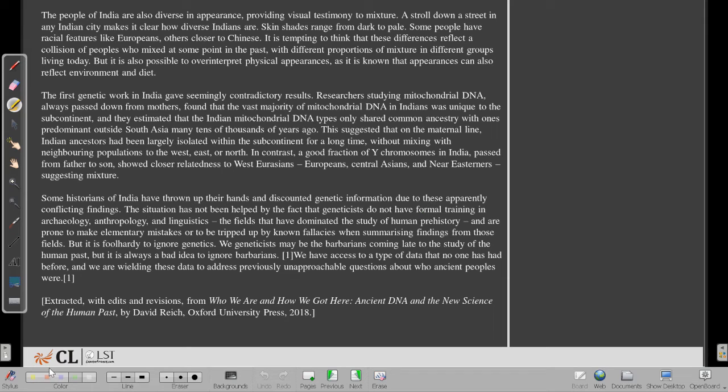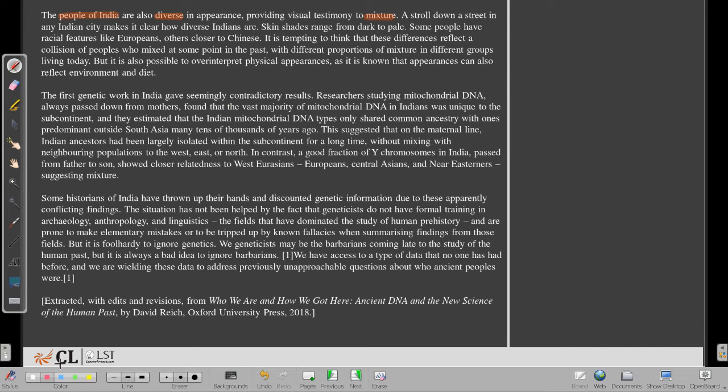So let's start by reading the first paragraph. It starts by saying, the people of India are also diverse in appearance, providing visual testimony to mixture. He's saying there is diversity in the people of India, and that gives a visual testimony to mixture. We don't know what that means at this point in time. It's a testament. It gives some evidence for mixture. We need to understand what mixture means. Probably the author will interpret that.